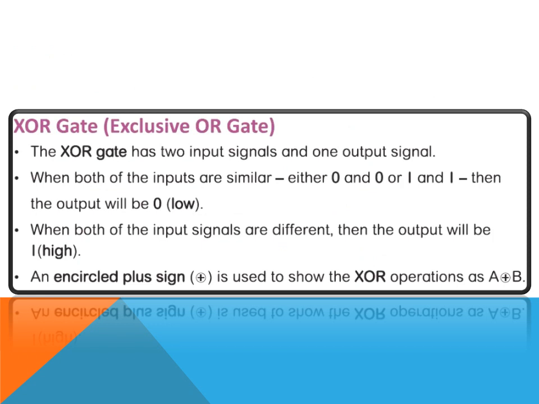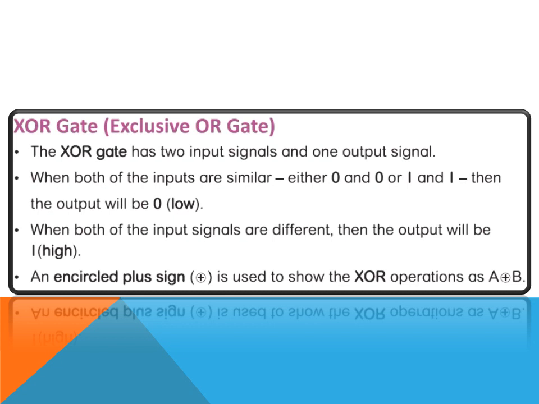So the first gate that we are going to discuss today is the XOR gate or exclusive OR gate. The XOR gate has 2 input signals and 1 output signal. Just like the OR gate, this gate also has 2 inputs and 1 output.